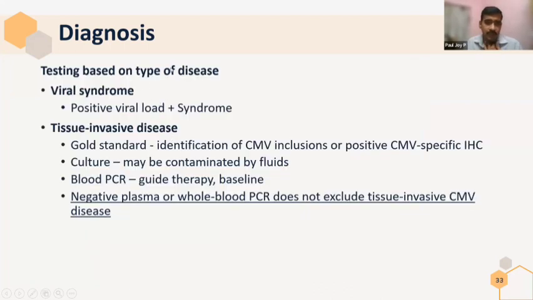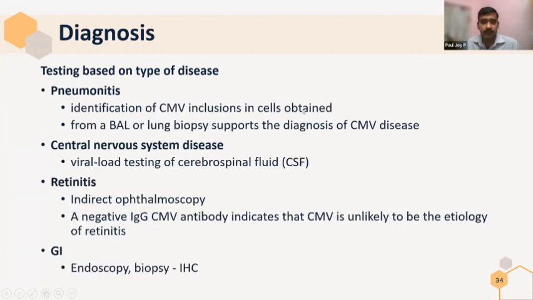For diagnosis, testing is based on the type of disease. For a viral syndrome, the CMV viral load and the presence of syndromic features imply viral syndrome. And for the diagnosis of tissue invasive disease, the gold standard is to identify the presence of CMV inclusions or positive CMV specific IHC. Cultures may be contaminated by fluids, and blood PCR is used to guide therapy and to get a baseline. One thing to note is that a negative plasma or whole blood PCR does not exclude tissue invasive CMV disease.